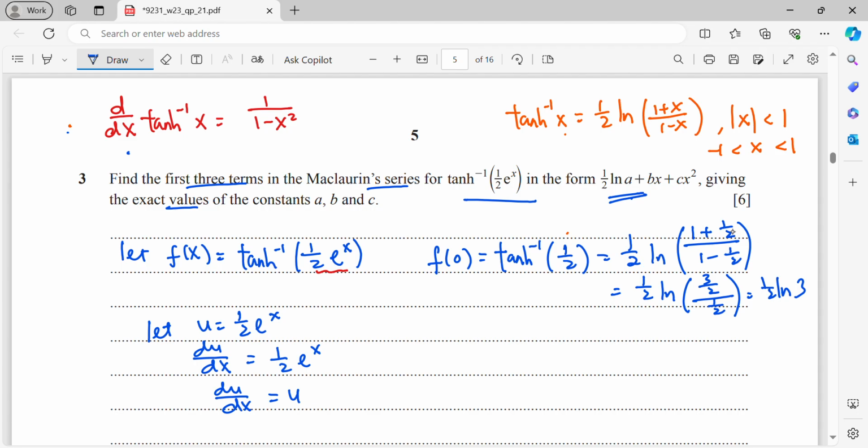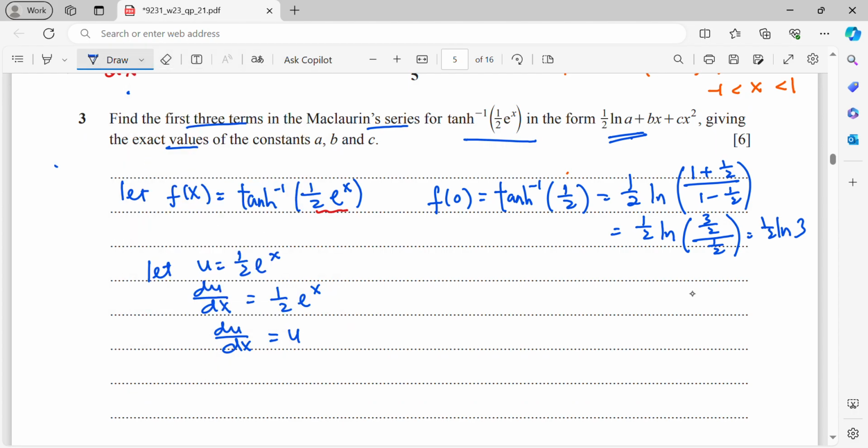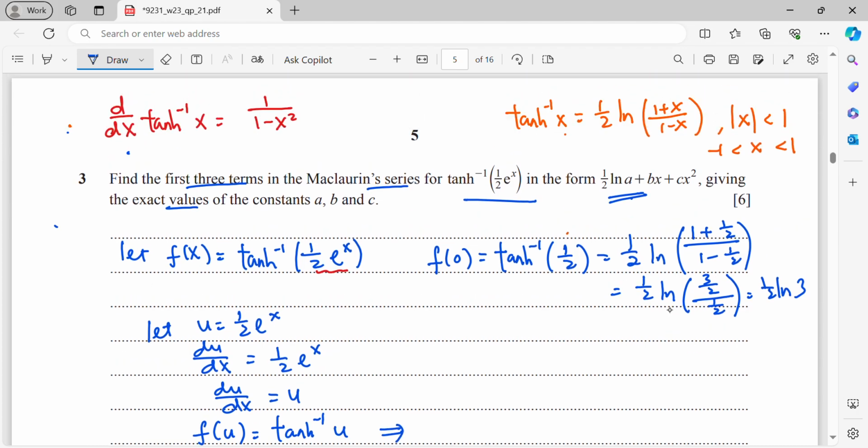Right? And later on, I need to get dx. What is my dx there? So my dx is basically 1 over u, or probably I will just leave it in this form first. du dx is half e to the x, which is u. Okay, so now my f(x), from here, my f(u), because I let my u be half e to the x, so I will be getting f(u) instead of f(x). It will be inverse hyperbolic tangent u, right? Then from here, now you check, you can compare.